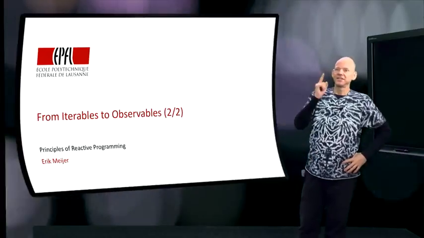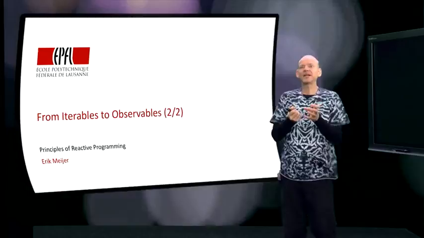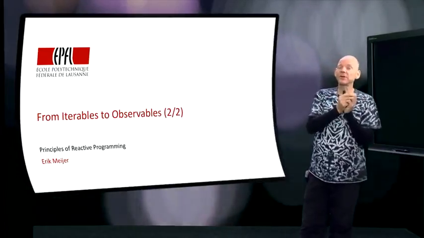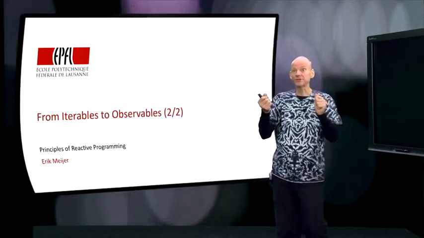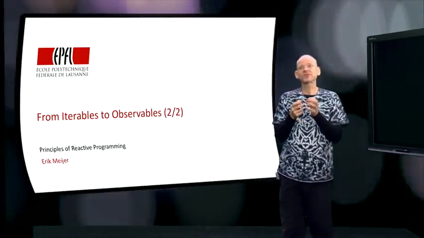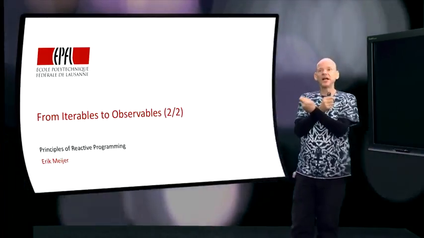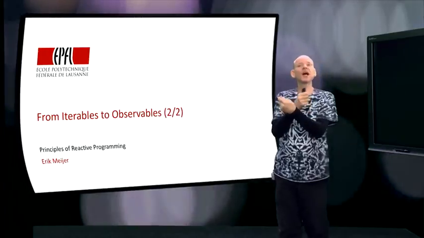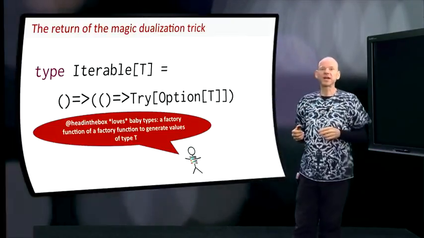Hi there. We just finished simplifying the two traits, iterable and iterator, into one type that only has arrows. And the reason we did that is that we wanted to use our magic dualization trick to reverse the arrows. And that requires us to have a type that is just expressed in terms of arrows.